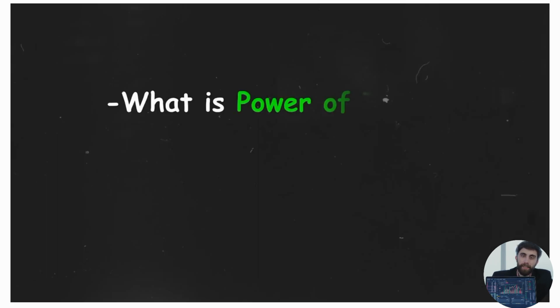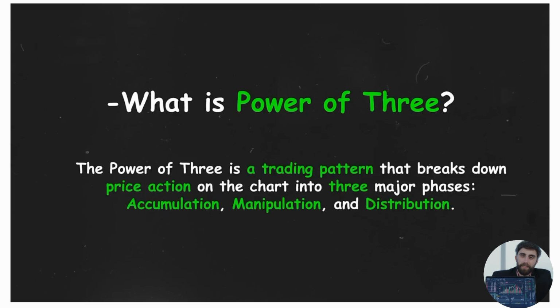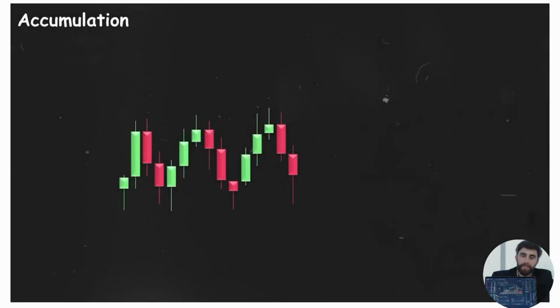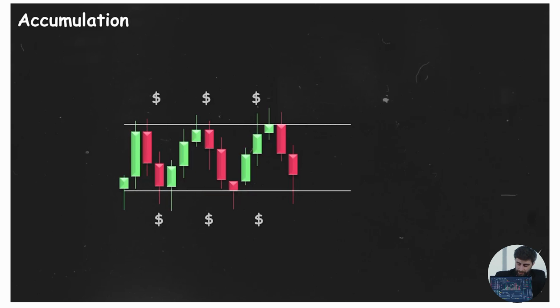So, what is the power of 3? The power of 3 is a trading pattern that breaks down price action on the chart into 3 major phases: accumulation, manipulation, and distribution. The accumulation phase, as the name suggests, is a period of consolidation where the price lacks a clear trend. During this phase, the price forms equal highs and lows, gathering stop losses and liquidity above or below these boundaries. Depending on the time frame, this phase can appear in various formations.